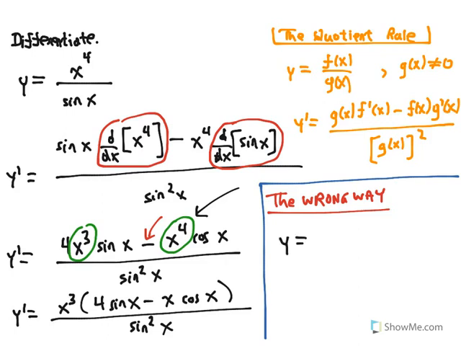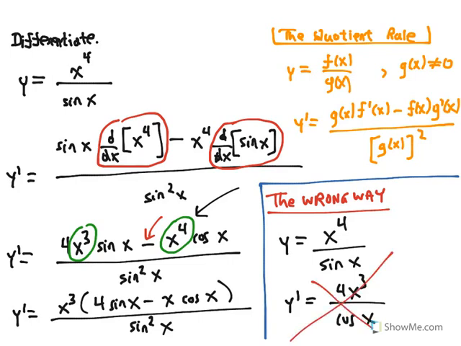You cannot say y is equal to x to the fourth over sine x. So to find y prime, it must be the derivative of the numerator, 4x cubed, divided by the derivative of the denominator, cosine x. This is incorrect, and you can see that it is different from the correct answer.